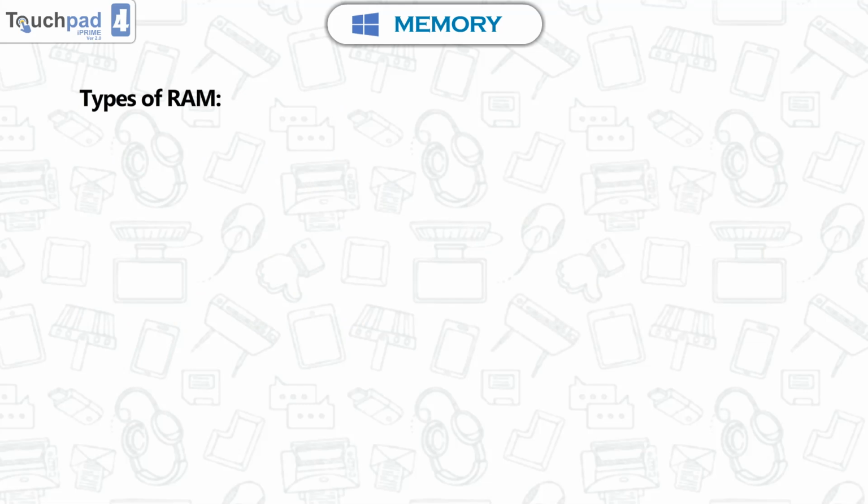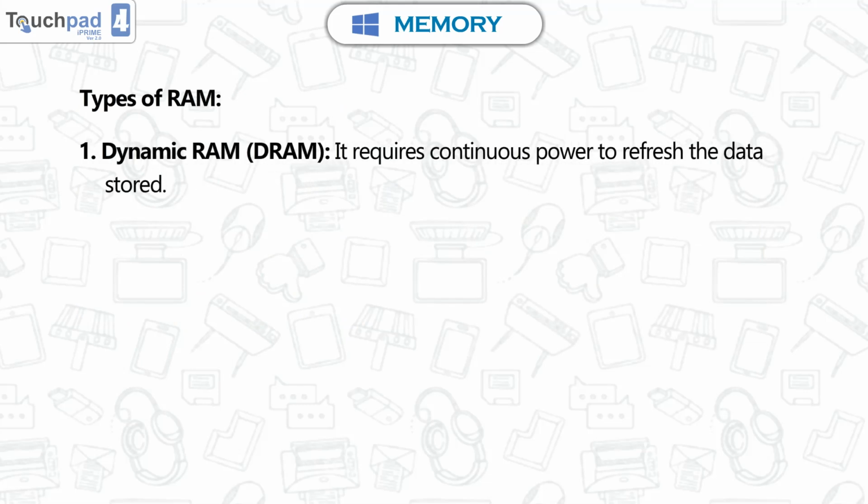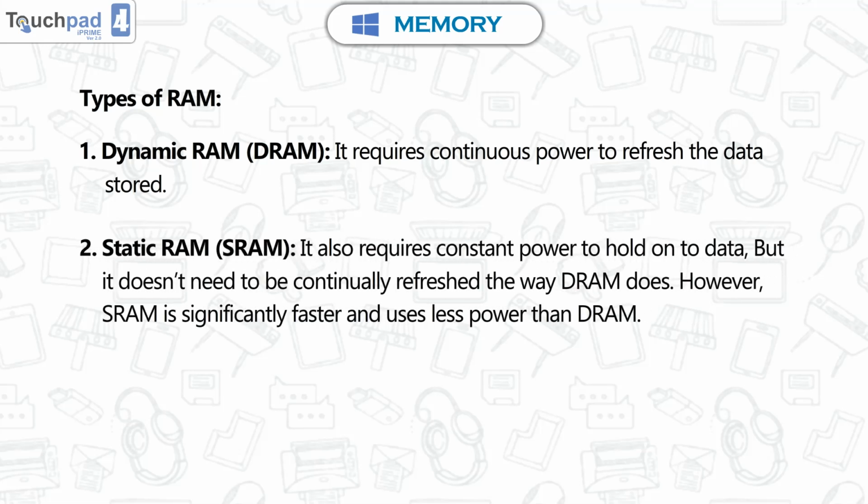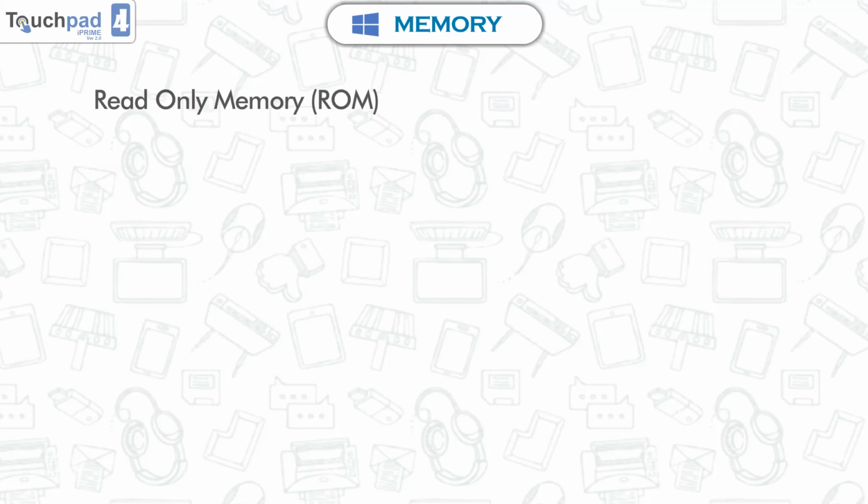Types of RAM. 1. Dynamic RAM, DRAM. It requires continuous power to refresh the data stored. 2. Static RAM, SRAM. It also requires constant power to hold on to data, but it doesn't need to be continually refreshed the way DRAM does. However, SRAM is significantly faster and uses less power than DRAM.